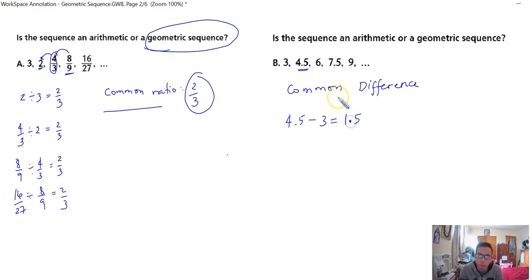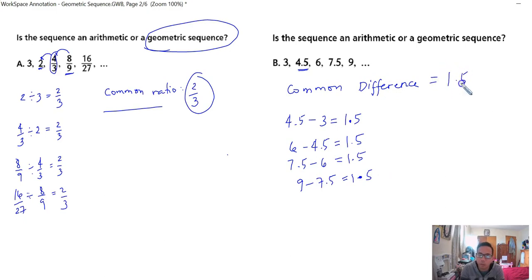Now, if I do the same process to all of those terms that I have there, and they give me 1.5, then it is considered to be an arithmetic sequence. So 6 minus 4.5 is equal to 1.5. 7.5 minus 6 is equal to 1.5, and then 9 minus 7.5 is equal to 1.5. Basically, the common difference here is 1.5. Therefore, we consider this sequence as an arithmetic sequence.